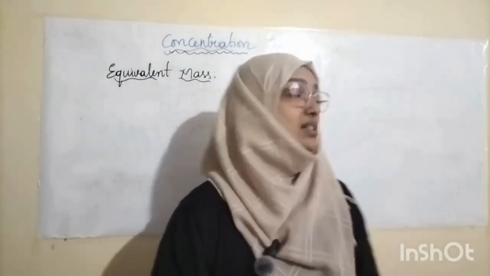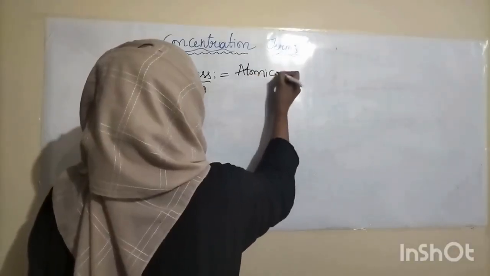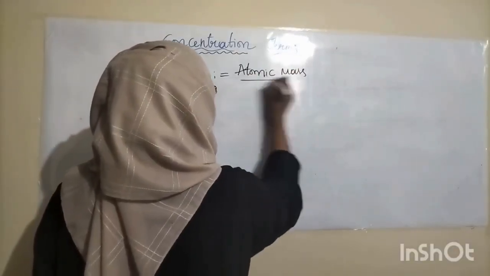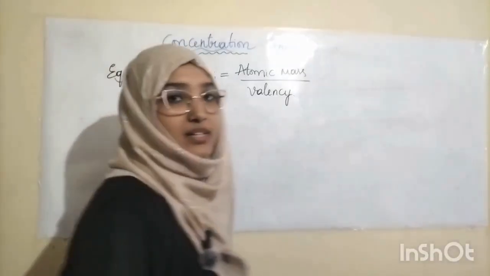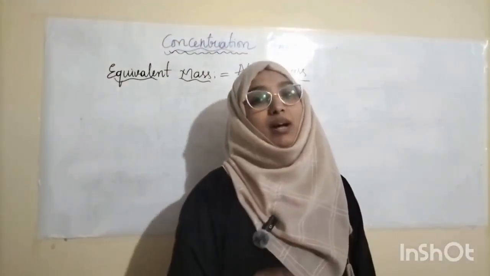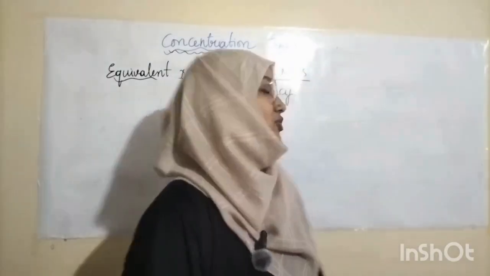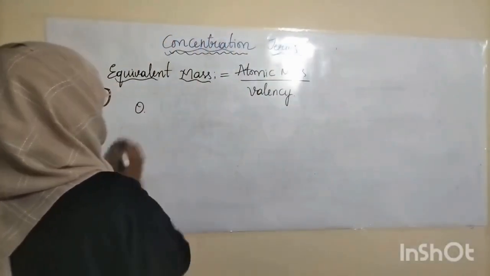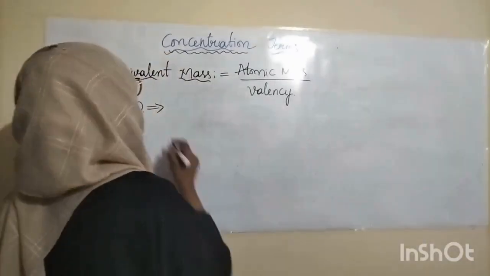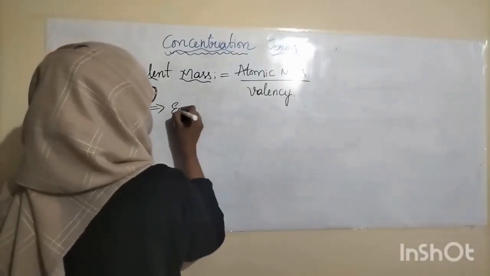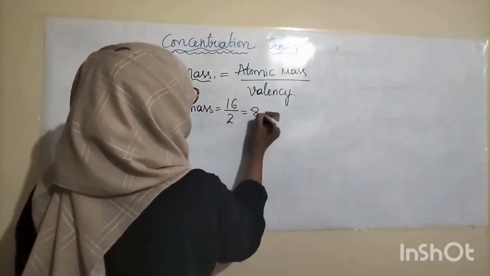A simple example is that equivalent mass is equal to the atomic mass or the molecular mass divided by its valency. So each element holds its own atomic mass and its valency. Depending upon that, we will have equivalent masses. If I consider oxygen, what's the valency of oxygen? 2, if I'm not wrong, and if you know it really well. So what is the equivalent mass of oxygen? 16 by 2, it comes up to 8.